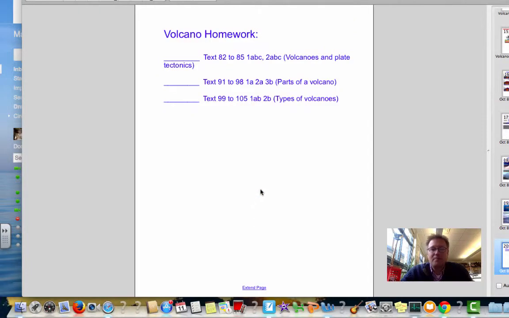Fuji, another composite volcano. All right, there's the homework. There's the rest of the review. I think we're all set there.